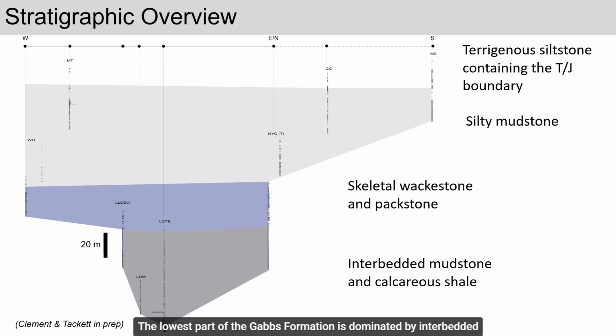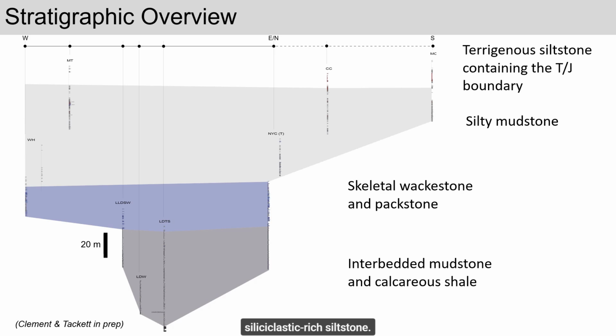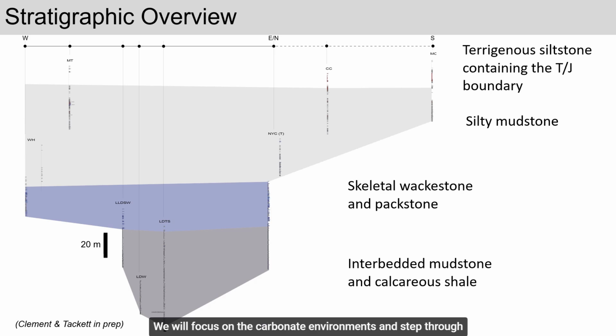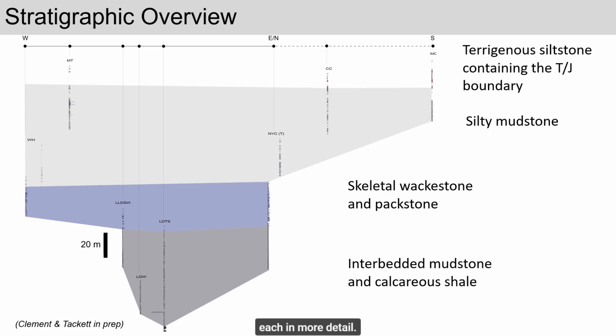The lowest part of the Gabbs Formation is dominated by interbedded mudstone and calcareous shale, the middle by skeletal wackestone and packstone and silty mudstone, and the top by terrigenous siliciclastic rich siltstone. We will focus on the carbonate environments and step through each in more detail.